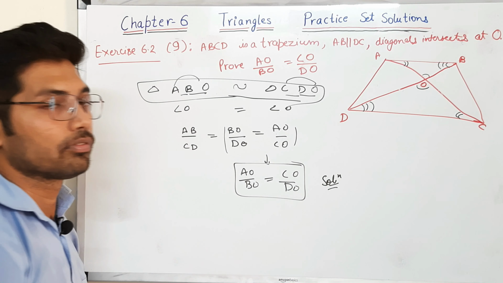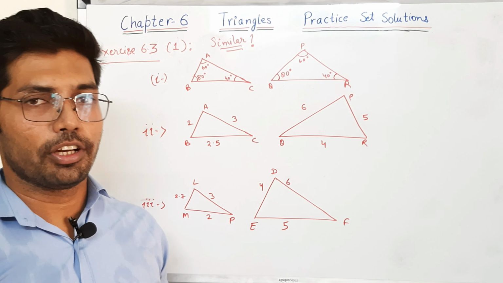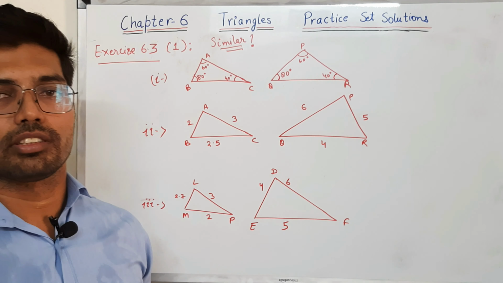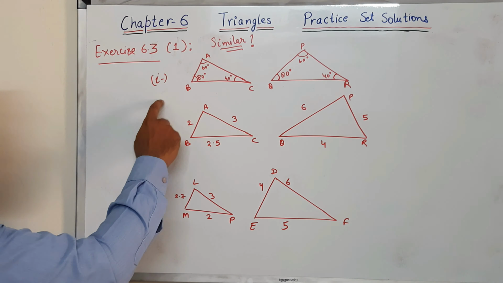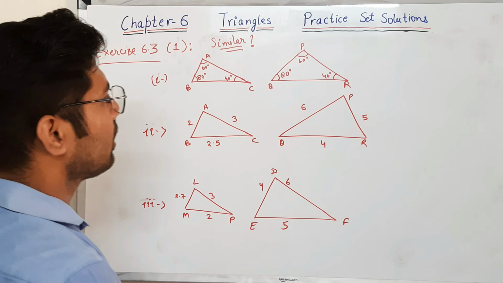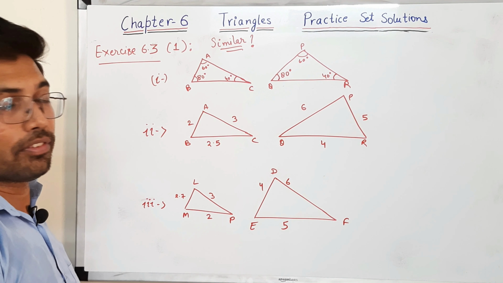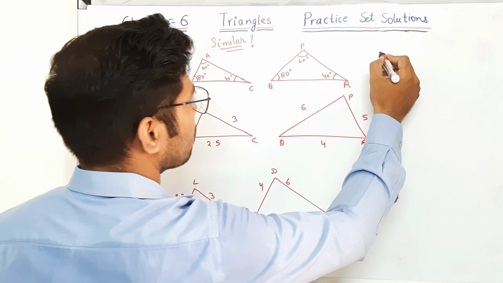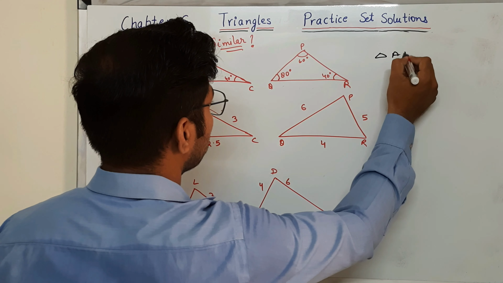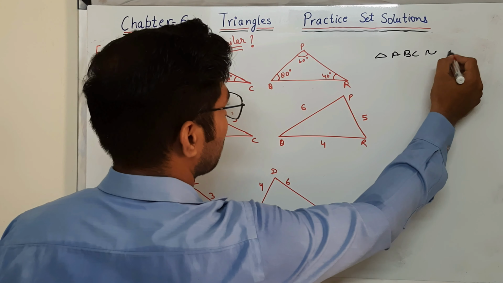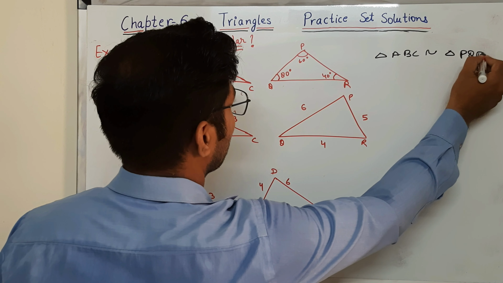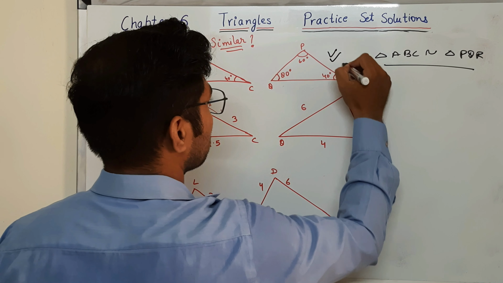Okay guys, now come to our next question. Here we need to prove whether these figures are similar or not. Now come to the first question. We have drawn triangle ABC and another triangle PQR, and you can see the angles are the same. If angles are the same, they are similar. So triangle ABC is similar to triangle PQR.